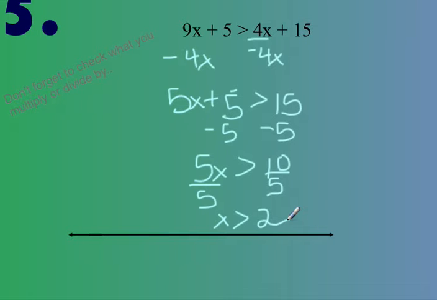So again, no line underneath my circle, so I'm going to have an open circle. And the alligator's facing the x, so I'm going to go ahead and shade to the right.